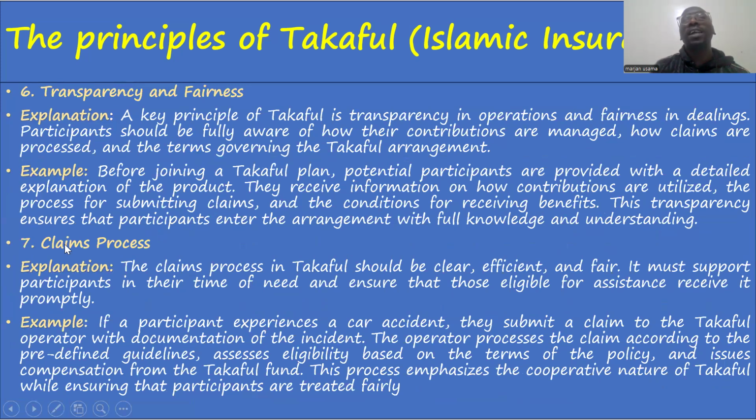The sixth principle is transparency and fairness. A key principle of Takaful is transparency in operation and fairness in dealings. Participants should be fully aware of how their contributions are managed, how claims are processed, and the terms governing the Takaful arrangement. For example, before joining a Takaful plan, potential participants are provided with a detailed explanation of the product. They receive information on how contributions are utilized, the process for submitting claims, and the conditions for receiving benefits. This transparency ensures that participants enter the arrangement with full knowledge and understanding.